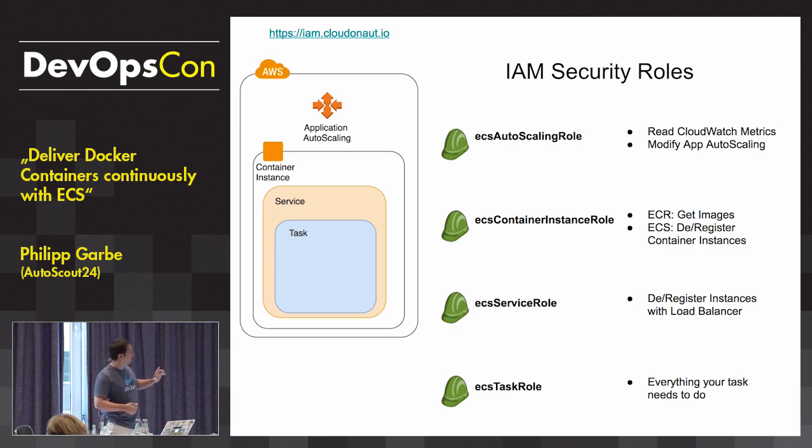The more important one for you, when you define an ECS service, is the task role, because here you define what your service actually needs. A good overview is iam.cloudonaut.io, a good page from two brothers, I think also from Stuttgart or so, which provides an overview of all the IAM permissions in one place, because on the AWS page it's spread out for each service.